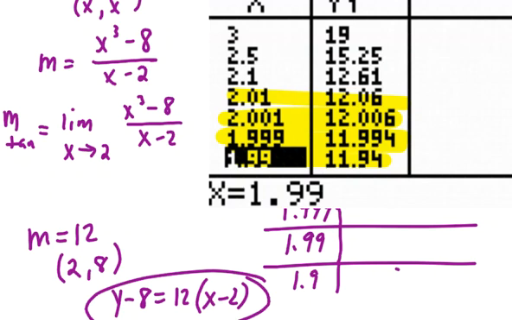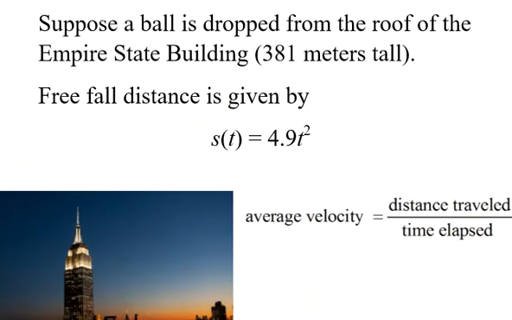Okay, so velocity is what we're going to talk about next. And velocity is very, very similar to what we've just been doing. Suppose a ball is dropped from the roof of the Empire State Building, that's 381 meters tall. The free fall distance is given by the function s of t equals 4.9 t squared. When we go to find an average velocity, it's the distance traveled divided by the time elapsed. Sounds like a slope to me.